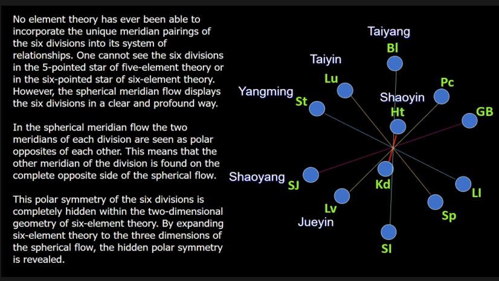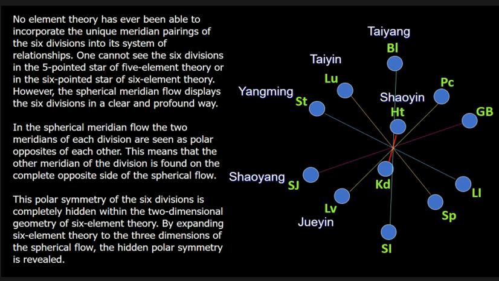No element theory has ever been able to incorporate the unique meridian pairings of the 6 divisions into its system of relationships. One cannot see the 6 divisions in the 6-pointed star of 5-element theory, neither in the 6-pointed star of 6-element theory. However, the spherical meridian flow displays the 6 divisions in a clear and profound way.